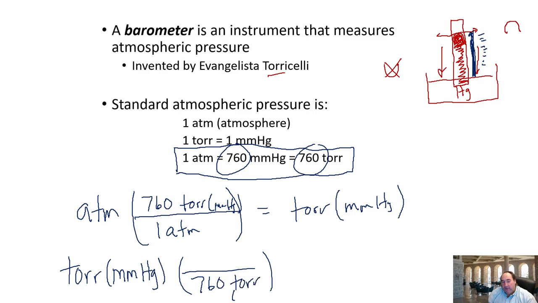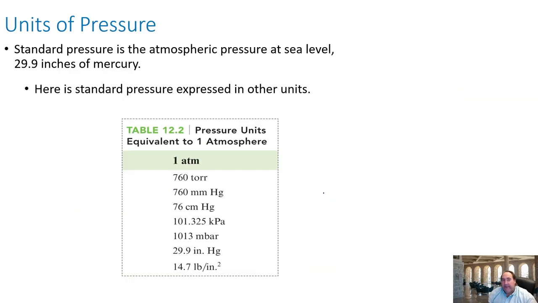And that will give you atmospheres. So 760 is an important number: multiply atmospheres by it and you get torr or millimeters of mercury; divide by 760 if you have torr or millimeters of mercury, and that will take you back to atmospheres.